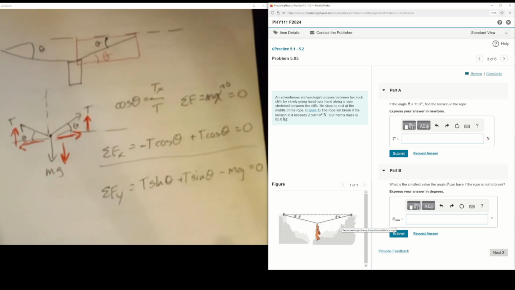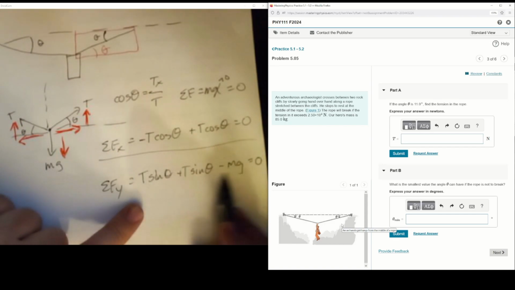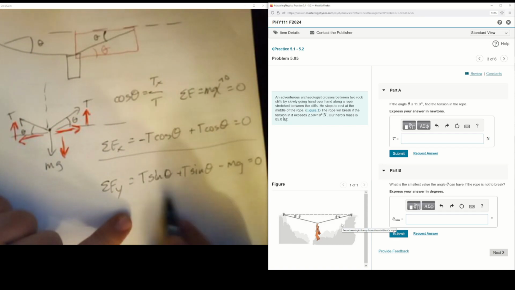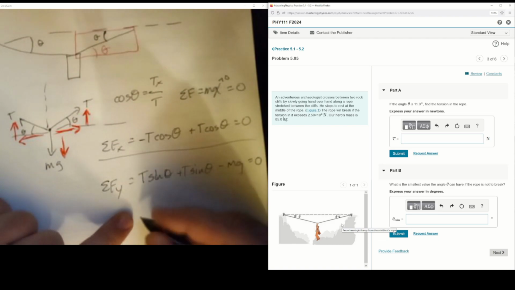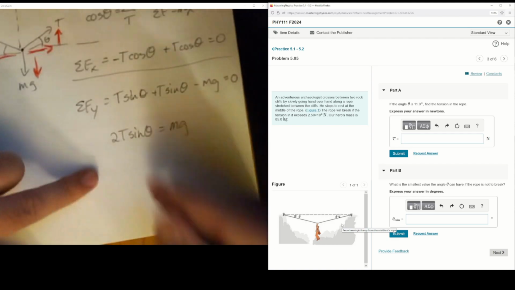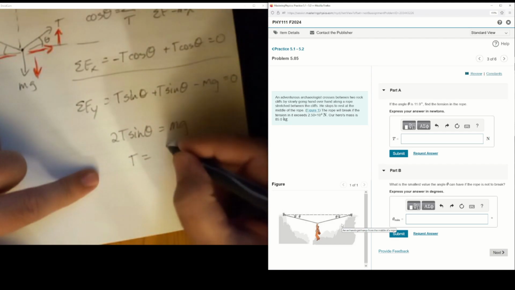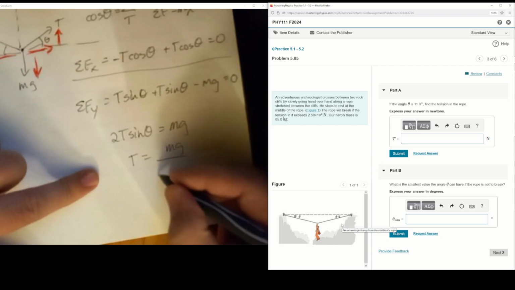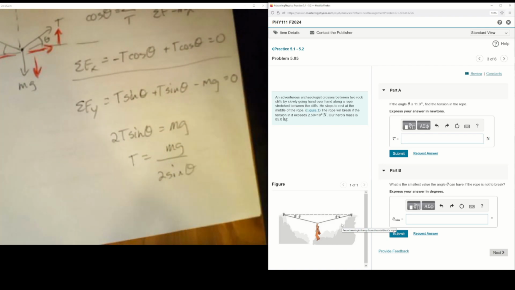And we're looking for the tension. And the tension we can get from this last equation, because these are like terms, so we can add these together. This minus mg, I'll just throw to the right side, make it positive. And then we'll solve for tension. Tension is mg divided by 2 sine theta.